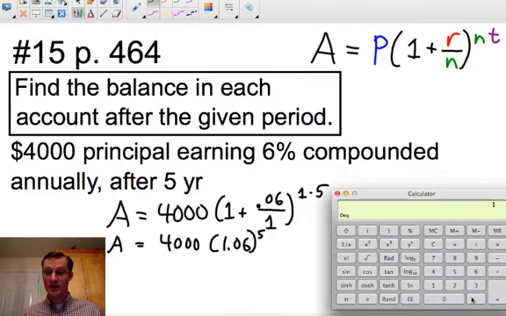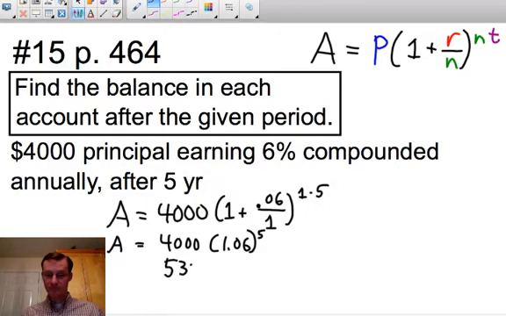So start with 1 and 6/100, and we're going to raise that to the 5th power. Now we're going to multiply that by 4,000. And that will give us $5,352.90. $5,352.90, and that is it.